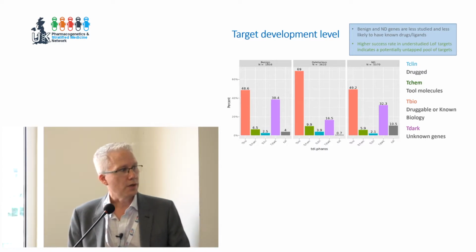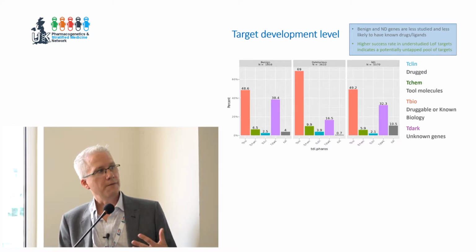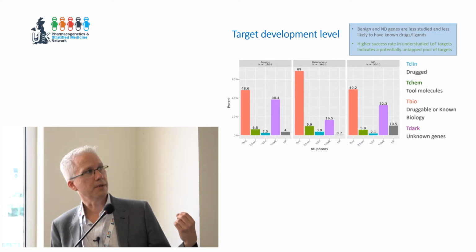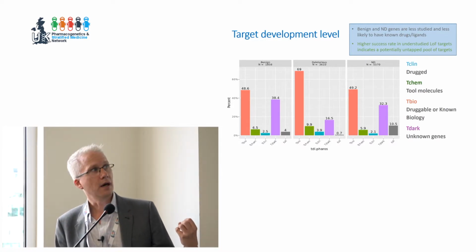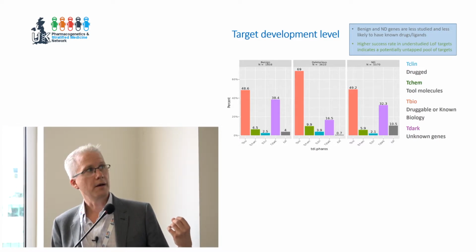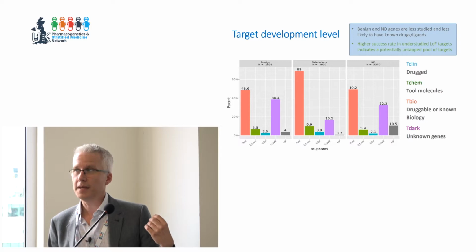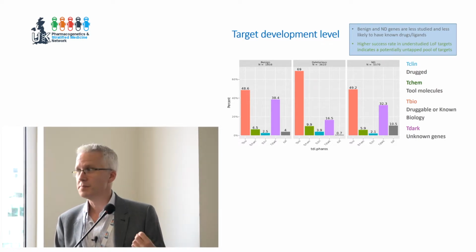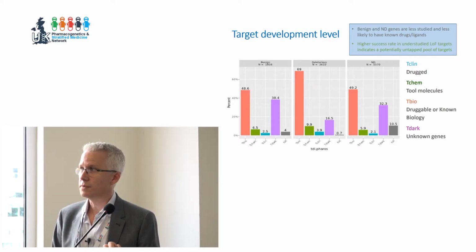And then also, if you look at how far drug development has gone with these different categories of genes, you can see that the benign and the not determined genes are less studied in drug discovery, and they're less likely to have known drugs and ligands. So as we think there might be a higher success rate in these benign targets, it's potentially an untapped pool for drug discovery.